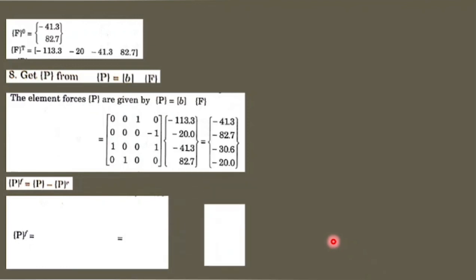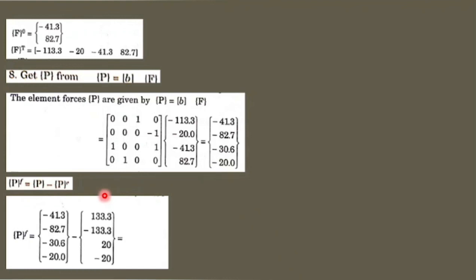And after getting this value, you have to find the next step, that is PF. PF is final force. How to find final force? You have to subtract P minus PE. So the fixed end moments, these are the fixed end moments you have got in step 2. Minus 133 and plus 133, 20 and minus 20, and this is the previous value. You have to subtract. Matrix method of subtraction is very easy.